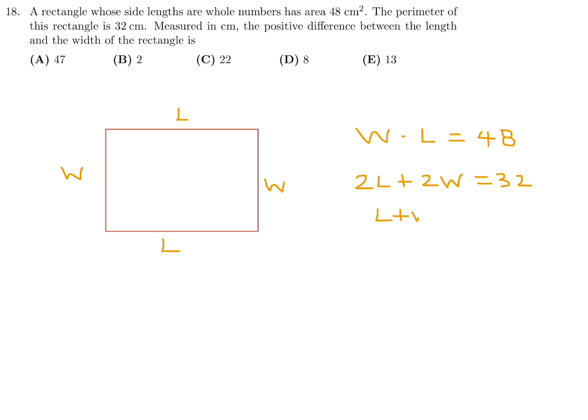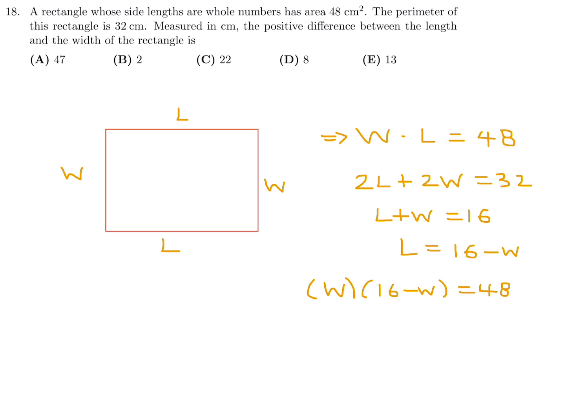So from this, if I divide through by 2, I get L plus W is 16. Substitute this by first isolating for one of them. So I'll just isolate for, say, L. That would be L is 16 minus W, and plug that into there. So we have W times L, but L is 16 minus W, is equal to 48. Now, you can multiply this out into a quadratic, blah, blah, blah. But I just did it by inspection.